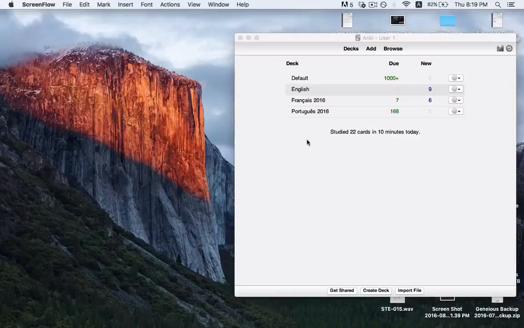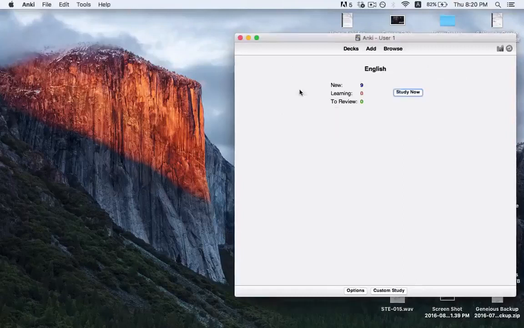And it's just a really good way of learning vocab if you're learning a foreign language, or even if you're trying to improve your vocabulary size in your native language. So I've made a deck here in English, and I'll use some examples and show you how I would use Anki in order to learn English vocabulary.